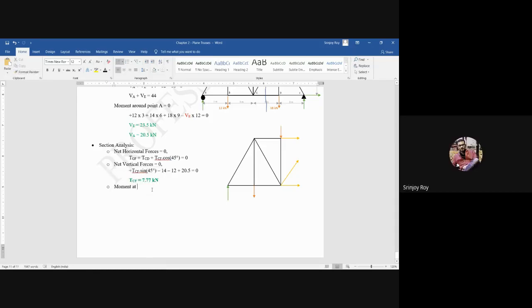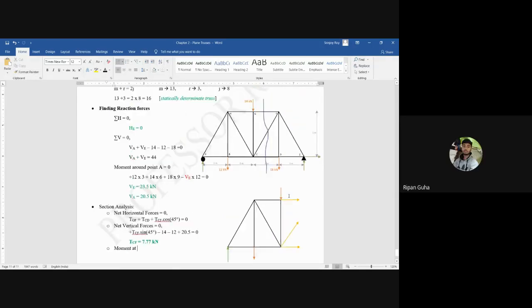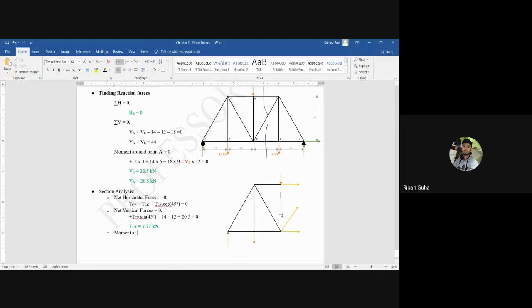Bolo. Which point C? Which point around do you want to take the moment? I want a confirmation or a suggestion from all. This is the last discussion for the topic for today. Tell me. So I would like to take point C.